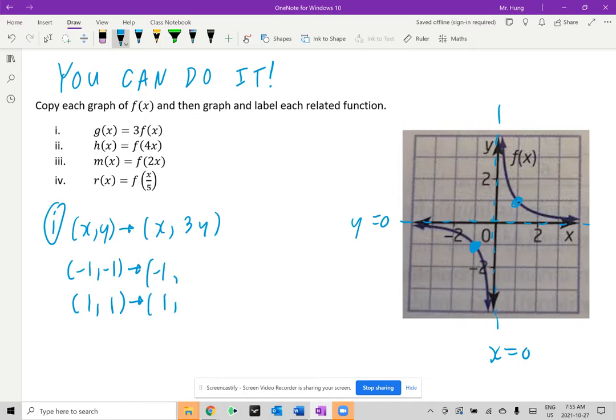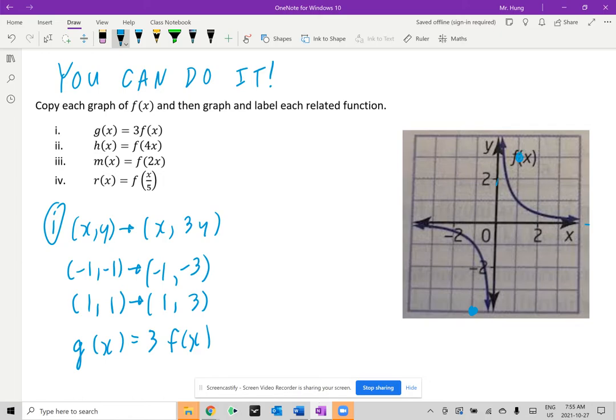So what this means is x remains the same. You have -1 and 1. If you look at the corresponding y values, you multiply by 3. -1 times 3 is -3. 1 times 3 is going to be 3. So now, if I go back, and maybe I should use the same color so I'm matching everything for you, I am graphing g of x, which again equals 3 times f of x. I look at the point (-1, -3), which is down here. I also look at (1, 3), which is going to be right there.